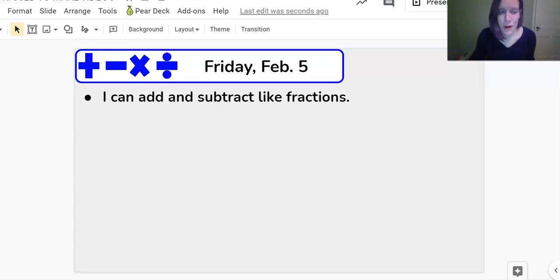Hi, fifth graders. Welcome to our last day of our fourth grade fraction review. So today we're going to review adding and subtracting like fractions.